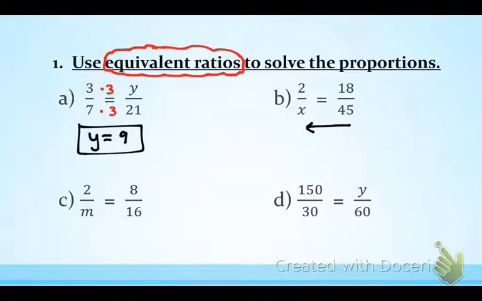So I want you guys to help me figure out how do I get from an 18 to a 2? Will I have to multiply by a number or divide? Divide. 18 divided by what number equals 2? 9. So we're going to divide. We're basically working backwards. 18 divided by 9 equals 2. If I divide by 9 on the top, I have to divide by 9 on the bottom. So now you can see your answer for the bottom is going to be, we're just going to work from left to right, 45 divided by 9 equals what? 5. So your answer is x equals 5.